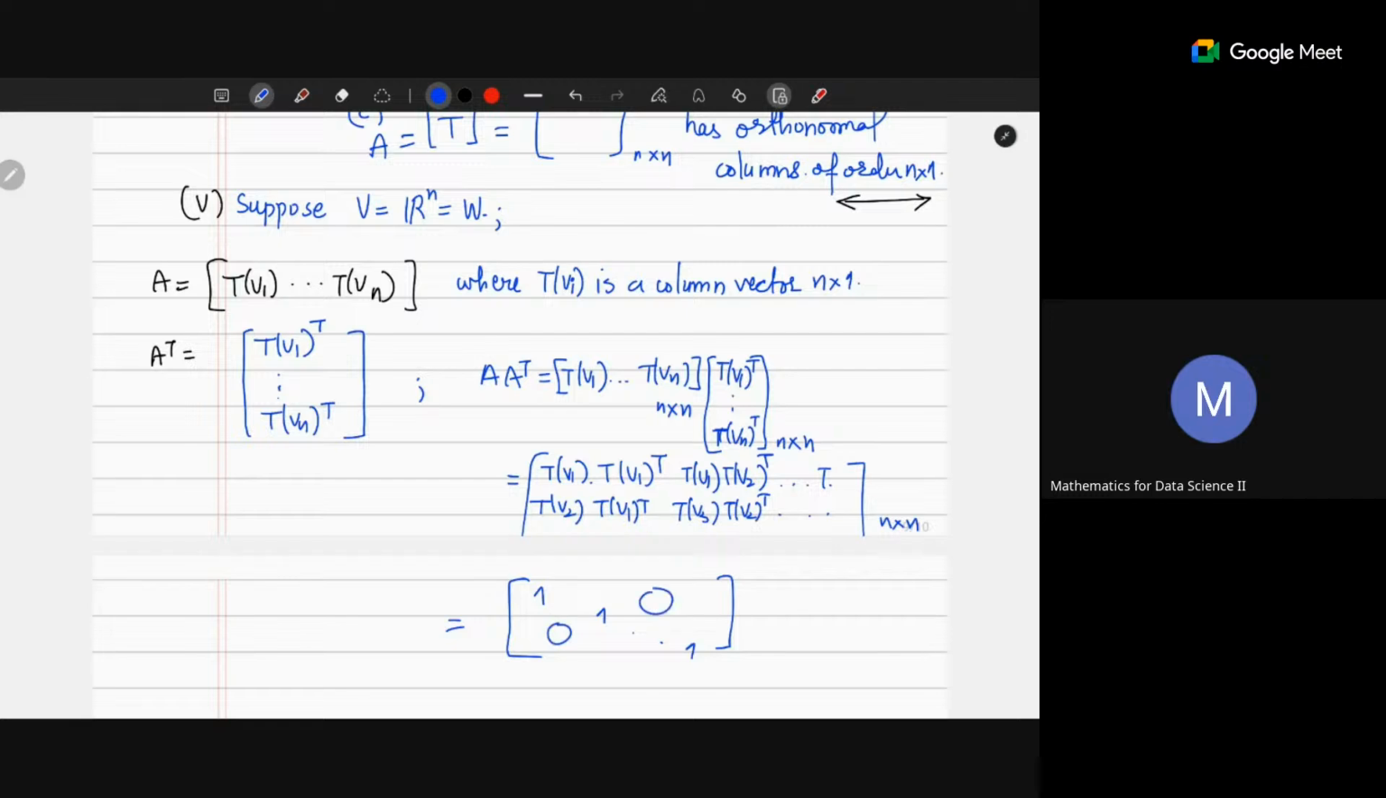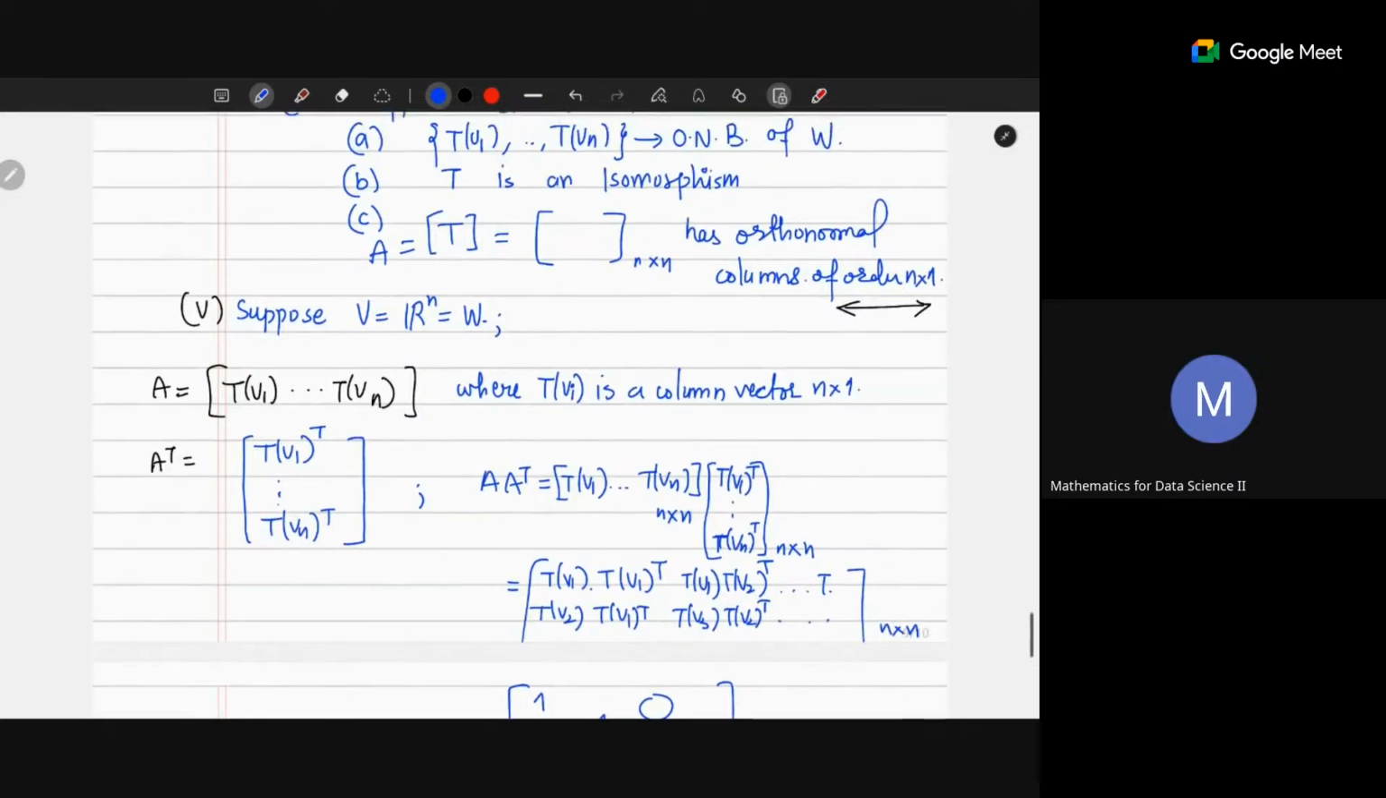and the rest of the entries will be zero because the TVi are orthogonal to each other. They are orthonormal. So if they get multiplied with each other, with itself, you will get one. If they get multiplied to any other vector, you will get zero. Okay.